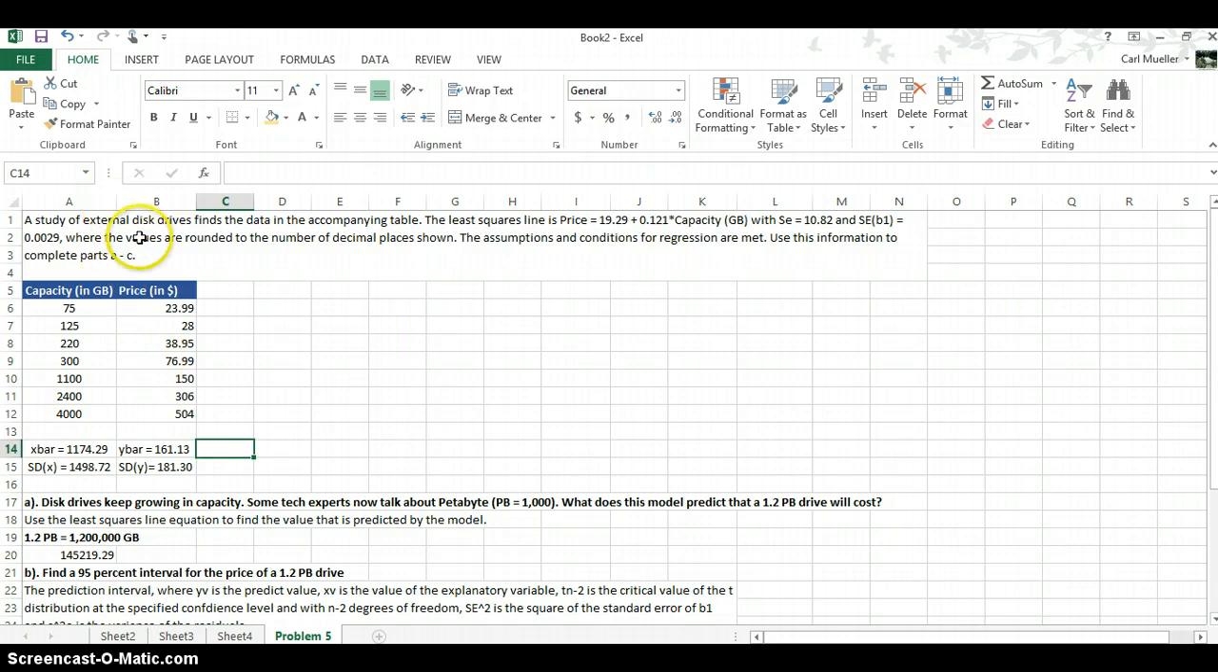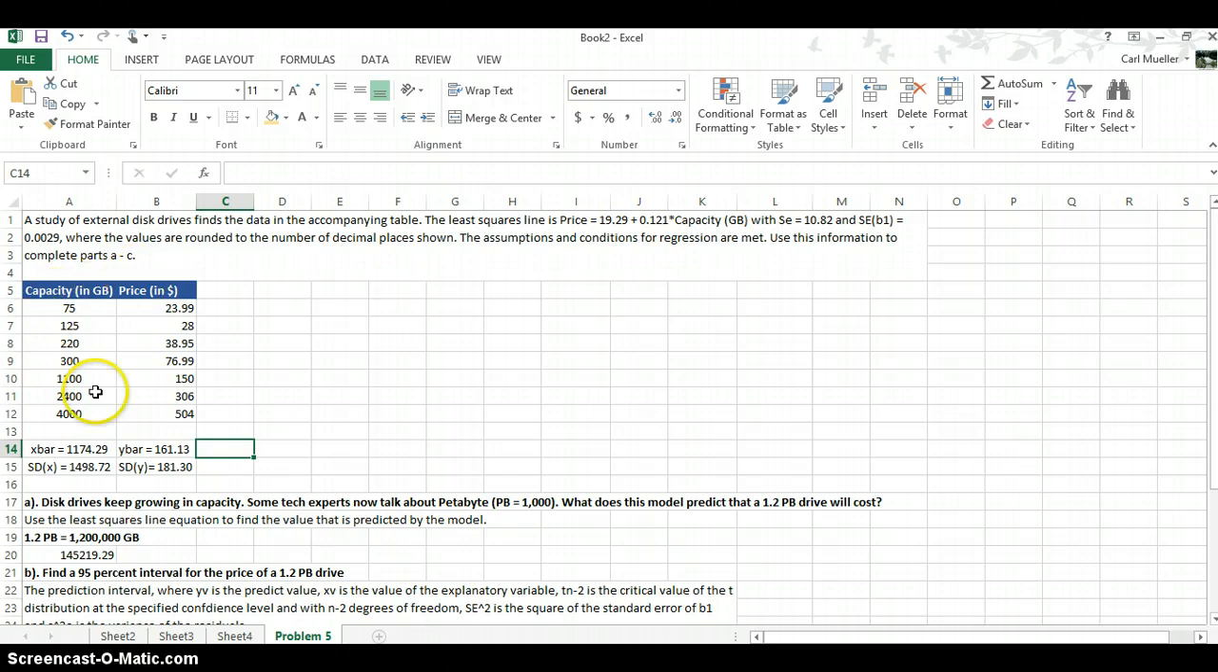A study of external disk drives finds the data in the company table. The least squares line is price equals 19.29 plus 0.121 times capacity in gigabytes, with standard error of 10.82 and standard error of intercept 0.29, where the values are rounded to the number of decimal places shown. The assumptions and conditions for regression are met. Use this information to complete parts A through C.